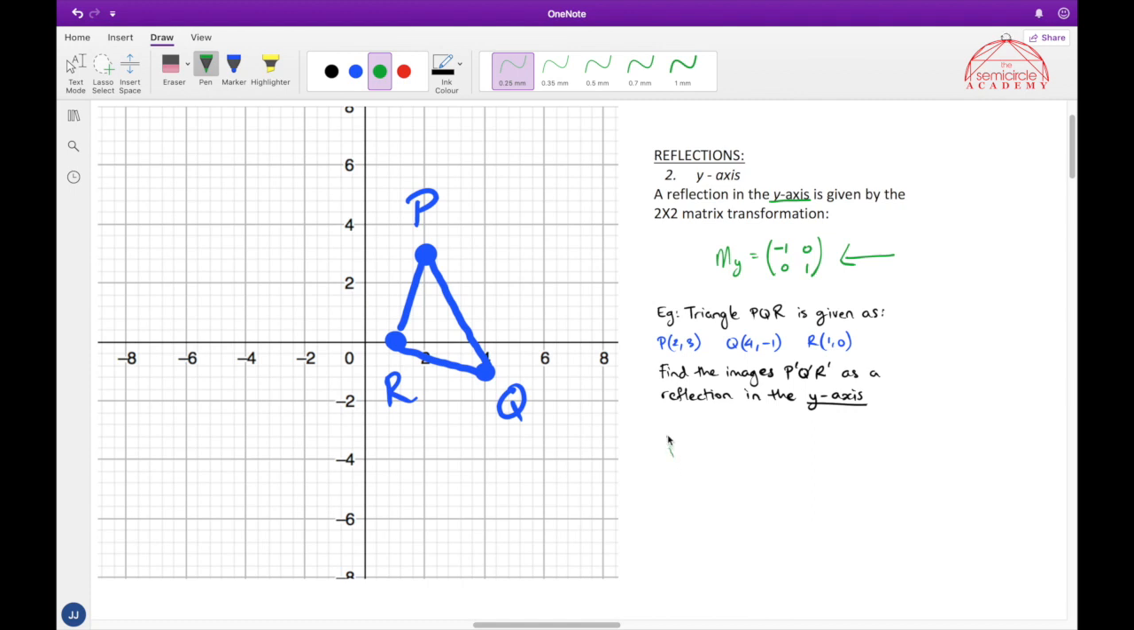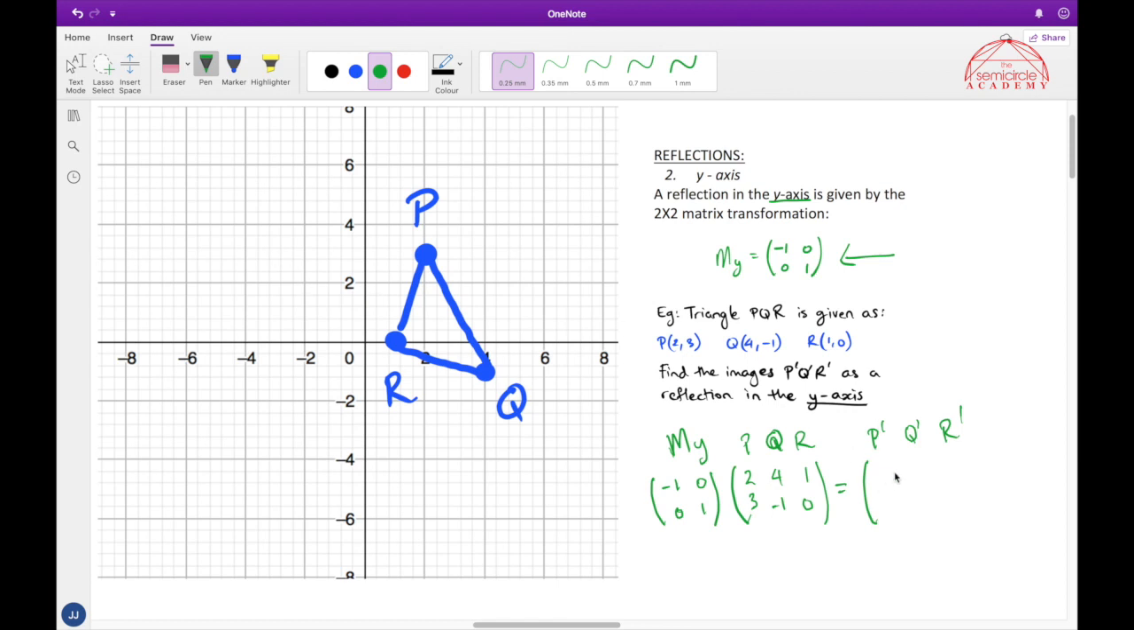So I put my transformation my first. That is -1, 0, 0, 1. And then I multiply that by my P, Q, and R points. This is my object: P being 2, 3, Q being 4, -1, and R being 1, 0. Hopefully this should give us the P prime, Q prime, and R prime. So please go ahead and see if you could do this matrix multiplication and pause the video, and hopefully you'll get the answer.